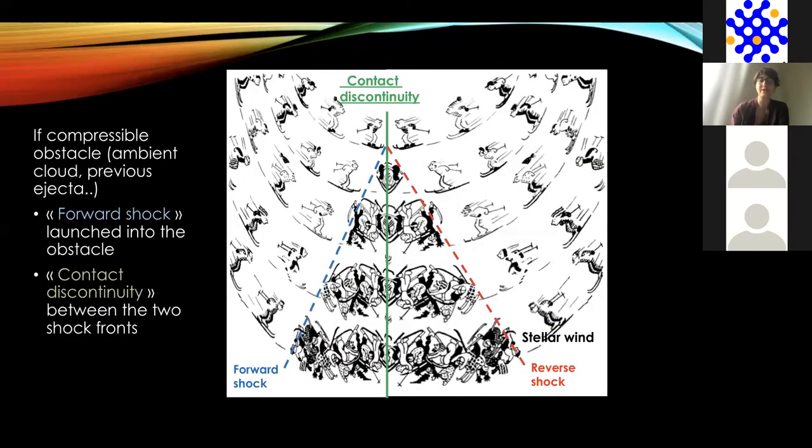So first, in reality, we have no wall, but usually in the ISM we have a compressible obstacle, like an ambient cloud or previous wind ejecta from previous episodes. So in that case, there is also a shock front running into the obstacle and compressing the obstacle to resist against the incoming piston or wind. And in between those two shocks, you have what we call a contact discontinuity. Okay, so in general, there will be two shocks.